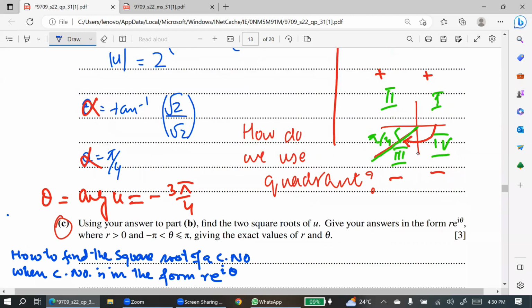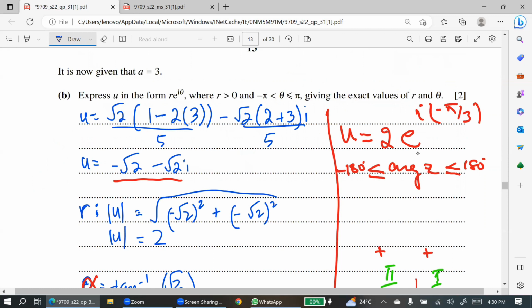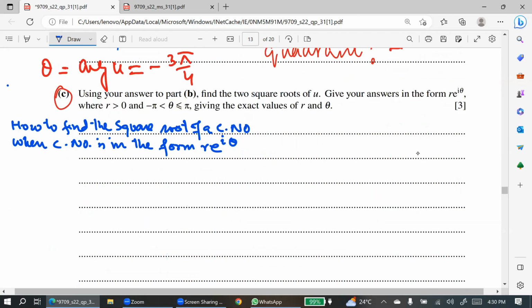Now we want to find the square root of 2 e raised to iota minus pi by 3. We will name this one as z k.